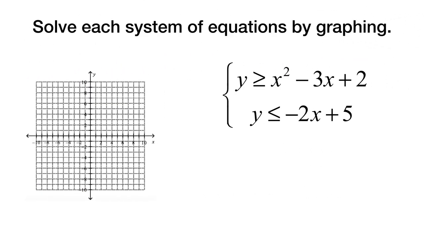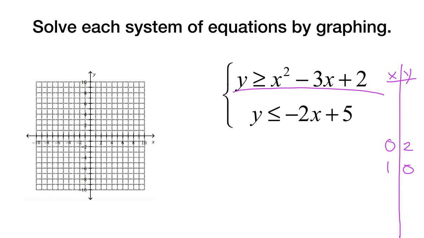Okay, so we're going to solve each of these systems by graphing. I'm going to start with this one. Now, I'm going to start with, once again, 0, x, y. So at 0, let's see, we get 2. At 1, that ends up being 1 minus 3 is negative 2 plus 2 is 0. At 2, we also get, let's see, 4 minus 6 is negative 2 plus 2 is also 0.